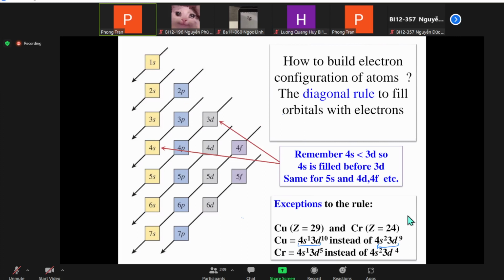Okay. And for chromium, normally if you use this diagram, it won't come out with this electron configuration. But if you pick up the periodic table of elements, you will see that they show you this electron configuration. Anyone can explain why this difference, why this exception? What could be the reason behind this phenomenon, where you see that the 4s becomes having higher energy than 3d? So the 3d should be filled first before 4s. Anyone can comment?